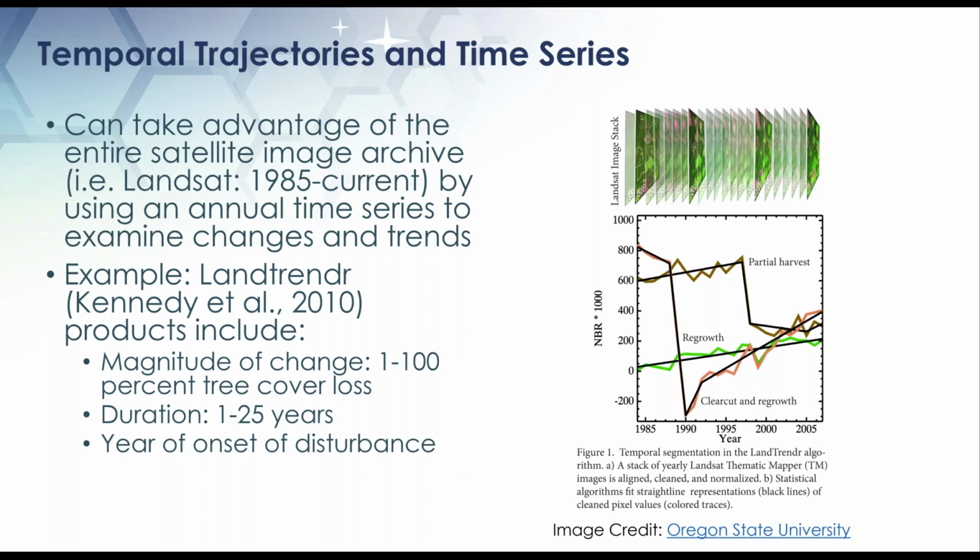The results of this algorithm include the magnitude of change that identifies the percent of tree cover loss, the duration of disturbance, and the year of onset of disturbance. A lot of these temporal trajectories were really developed to focus on forest change because that's fairly easy to detect over time. Some of the other landscape changes are a little more subtle and a little more challenging. So again, we'll talk about that a little bit more in the next session.